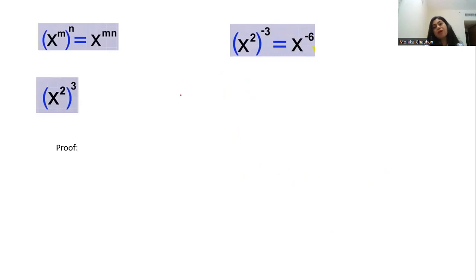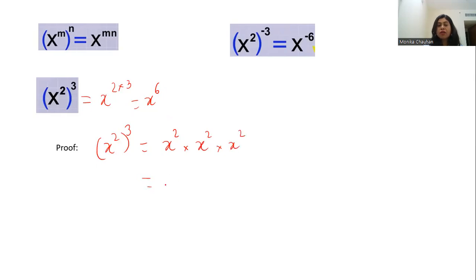Suppose I say the power of a power rule. Here x raised to the power m, and outside there's another power n. That means we multiply the exponents. Now, how do we prove this? If I follow the rule, I have to multiply the exponents, so the answer is x raised to the power 6. And the proof for this is, suppose I write x raised to the power 2, all raised to the power 3. What does it mean? It means that x raised to the power 2 should be multiplied by itself 3 times. So I'm going to write it like that.